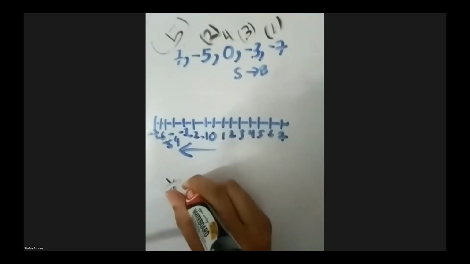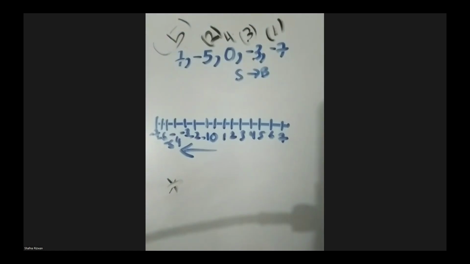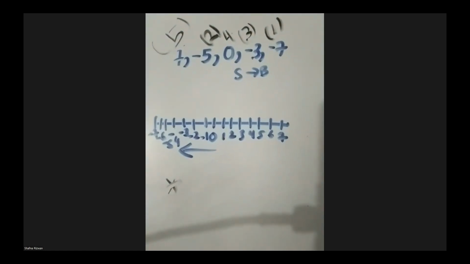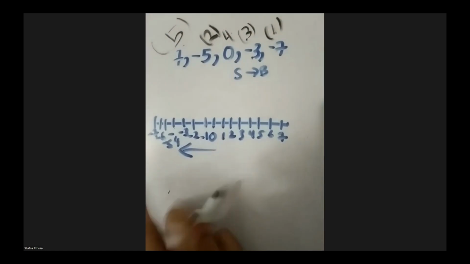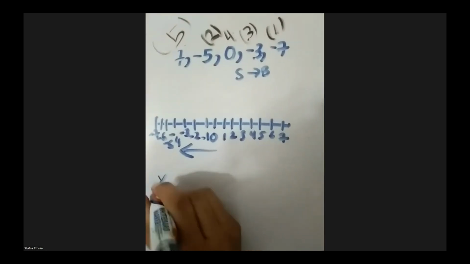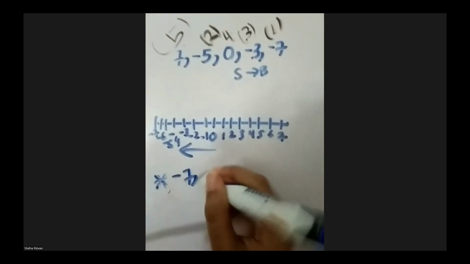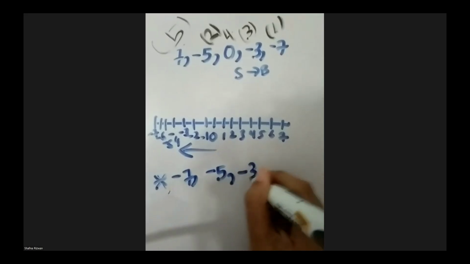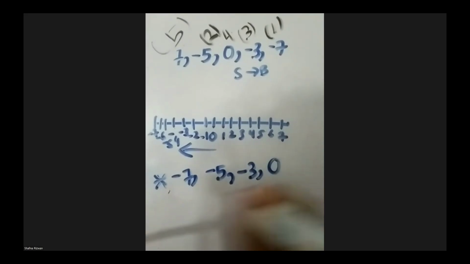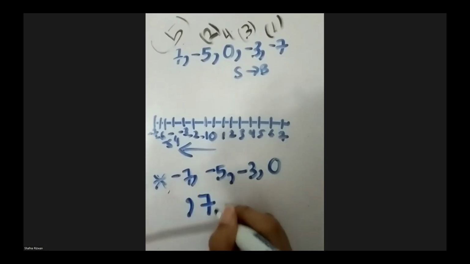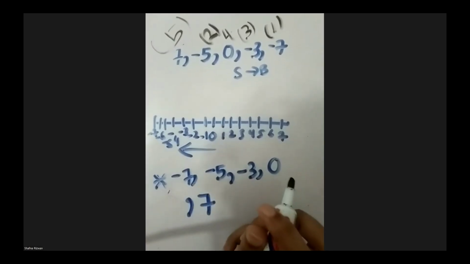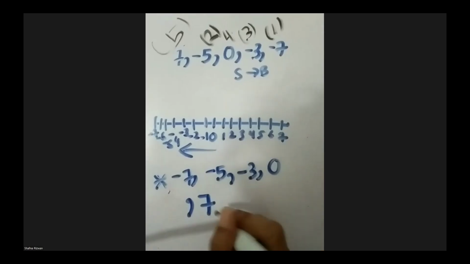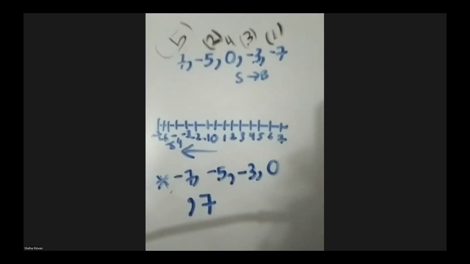So what will become your answer that you all can write in the ascending order? That will become minus 7 and then minus 5 and then minus 3 and then 0, 7. This will become your ascending order answer. Did you all understand?